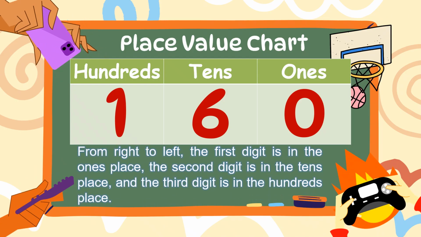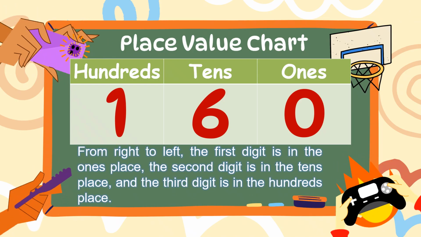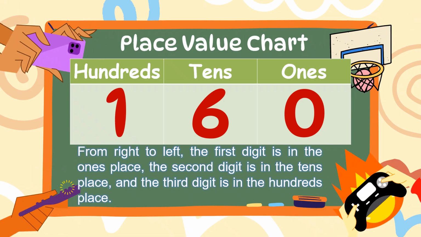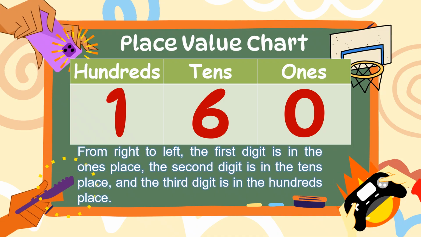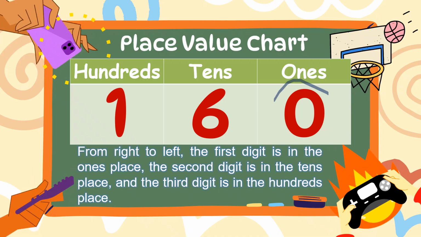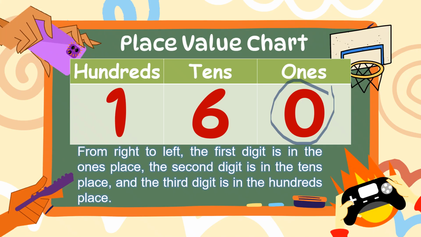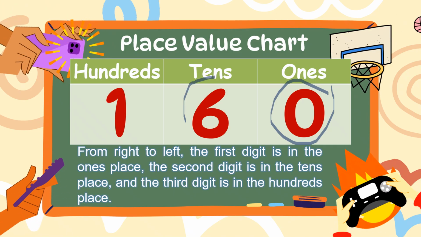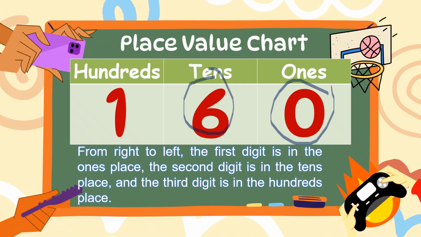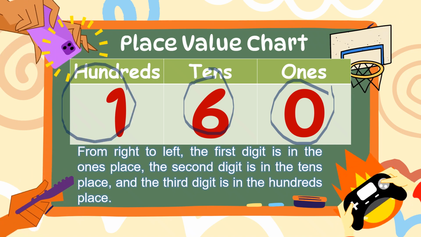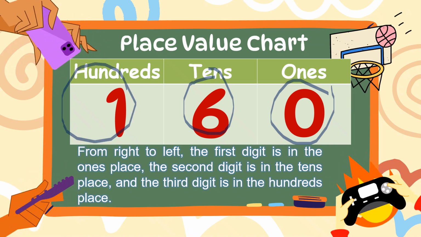From right to left, the first digit is in the ones place, right here. It is in the ones place. The second digit is in the tens place. Okay, we're now going to the left. The third digit from right to left is the hundreds.